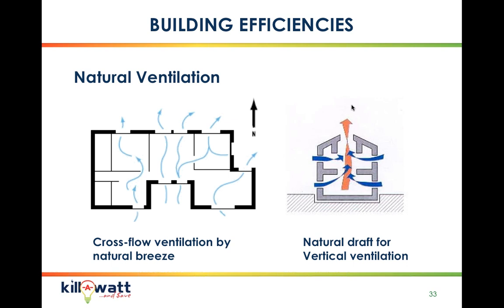Two forms of ventilation: natural ventilation, cross-flow ventilation, where you'll open doors or windows on one side, and then you'll have an area where the doors and windows are open on the other side. You get a nice breeze going through there. That obviously depends on the season, location, buildings around you, and so forth.